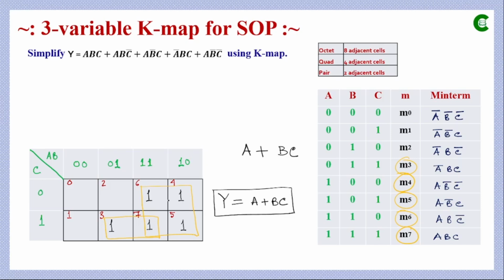So here from quad, the final term that we have obtained has only one variable, a single variable, and from the pair, which was a group of 2 cells, that means fewer adjacent cells compared to quad, in the final term we have more variables compared to quad. So the first 3 examples were on SOP.